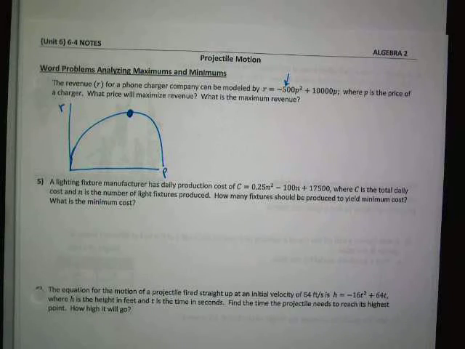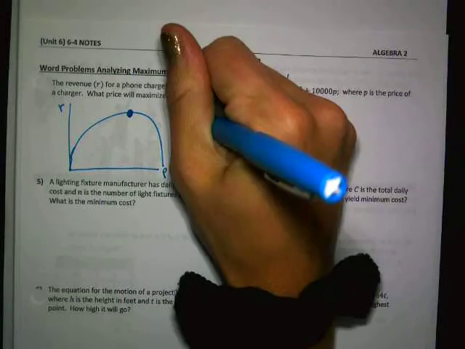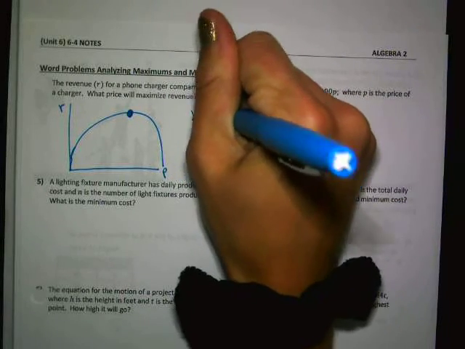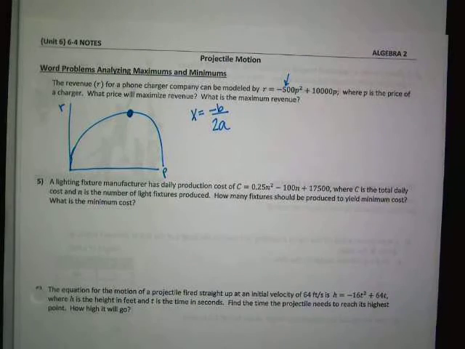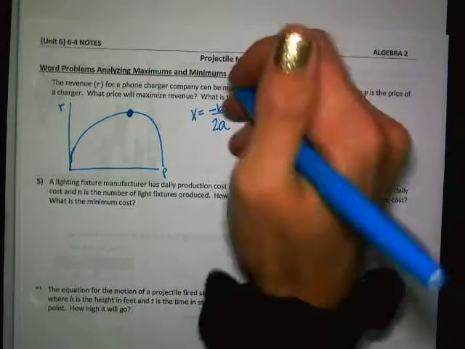All right, so I'm trying to find the maximum on this graph. What is that? The negative b over 2a. Yes, the formula to get the vertex. So I'm going to use negative b over 2a to get the vertex.